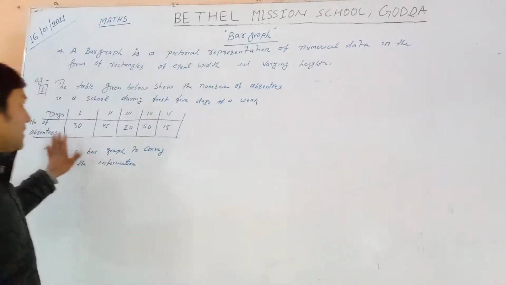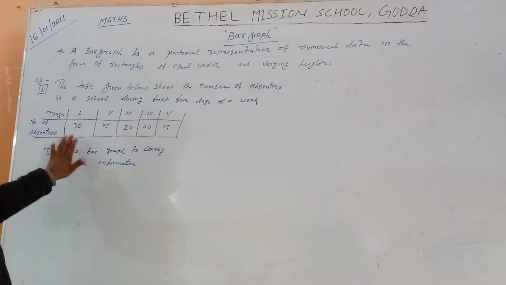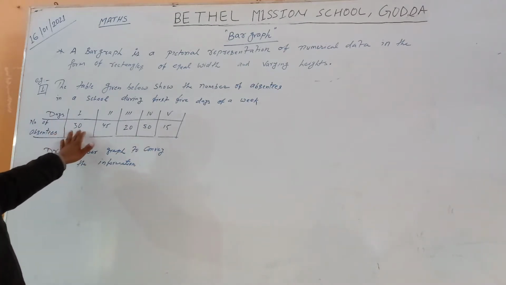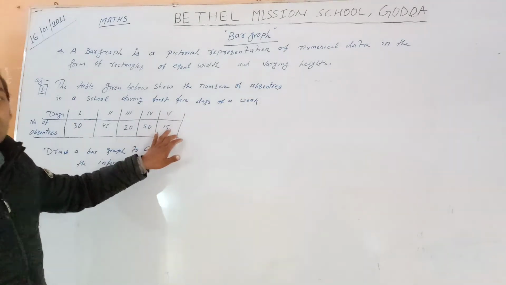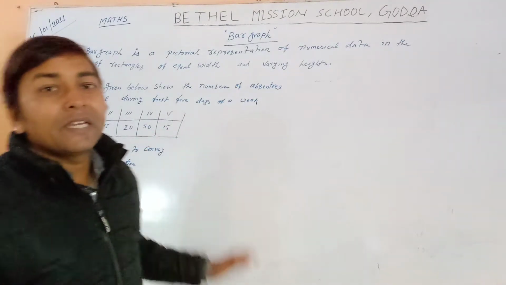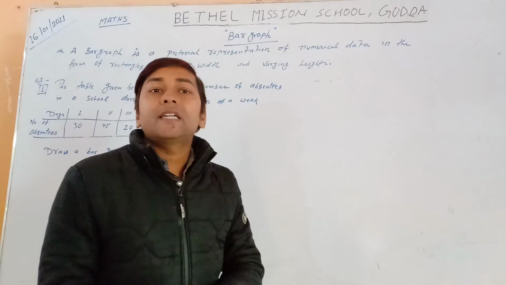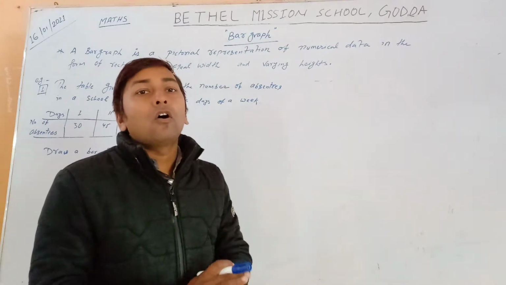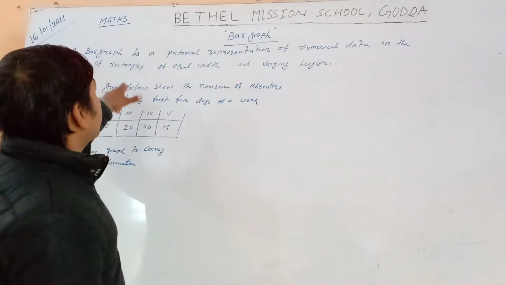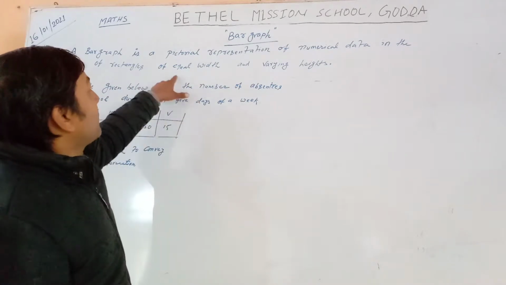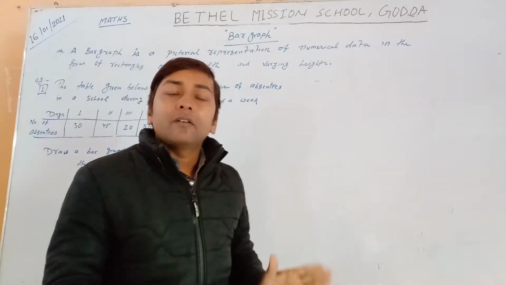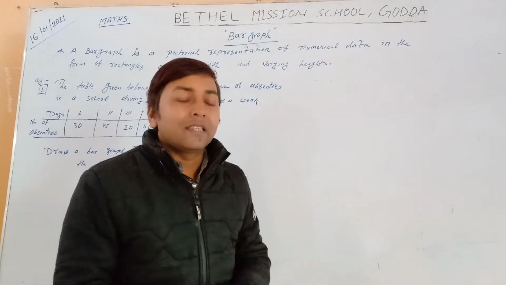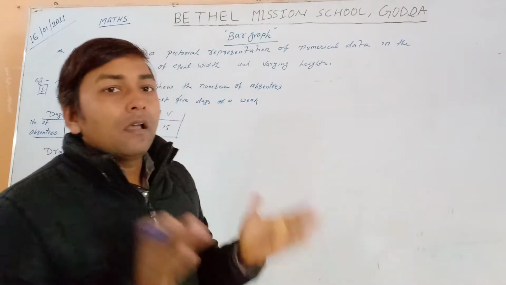Suppose that is given. Okay, I have taken one example. Numerical data. Okay, this is known as the numerical data. When the numerical data is represented by bars or rectangles of equal width, the width should be equal, and varying only the length. Okay, it is known as the bar graph.